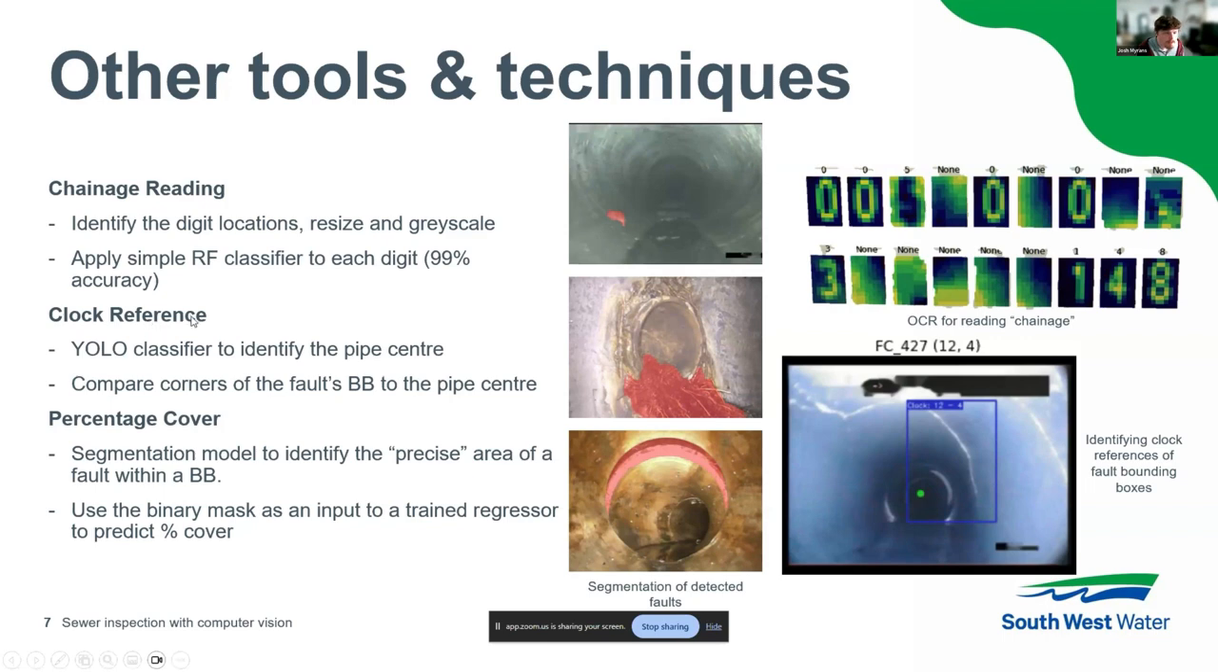Another one that I mentioned was clock reference. Fortunately, because we're able to put a bounding box around where the fault is, we can look at the relative position of that bounding box to the center of the pipe. So first we have to identify the center of the pipe, look at where that bounding box is, and we can assign clock references to it.